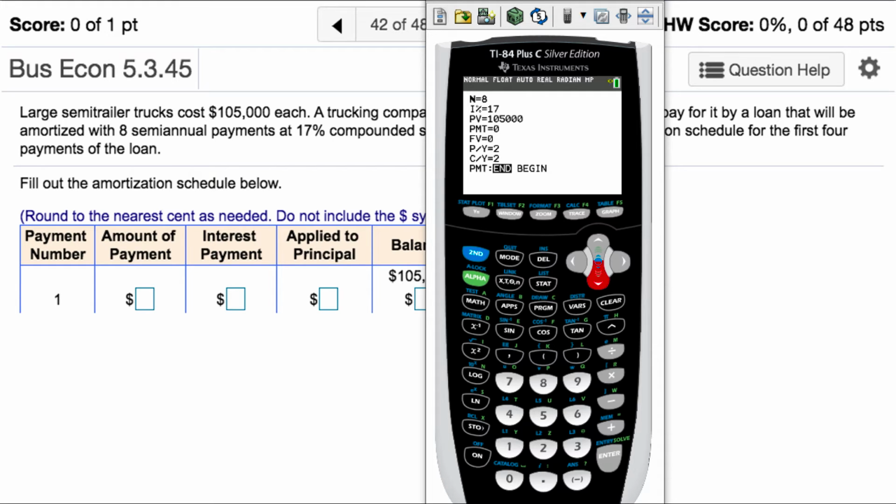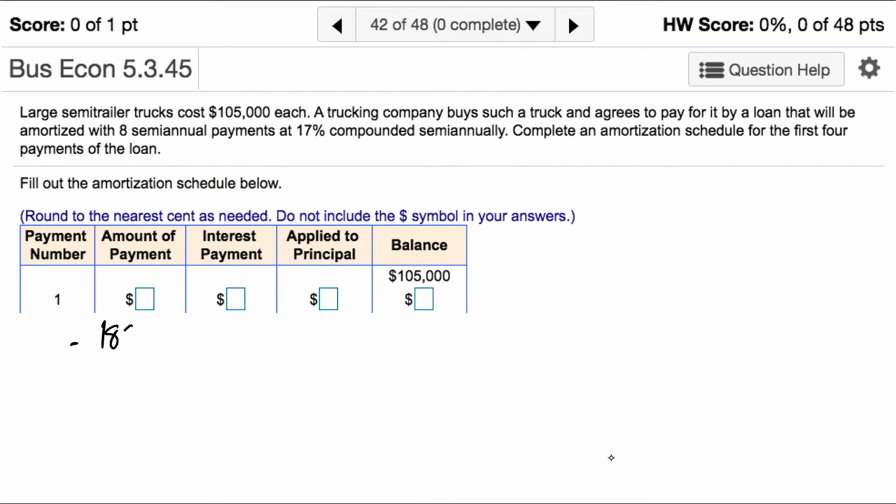Payment's what we're looking for. Future value is 0 because we're looking for the payment that pays off the loan. Payments per year, compounds per year are both 2 because interest is compounded semi-annually and there's semi-annual payments. It doesn't say anything about payments being made at the beginning of the period, so we'll leave the payment at end. All right, so let's solve for the payment. So alpha enter. So the payment is $18,619.72.